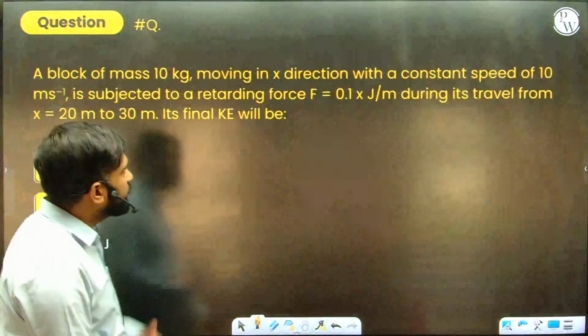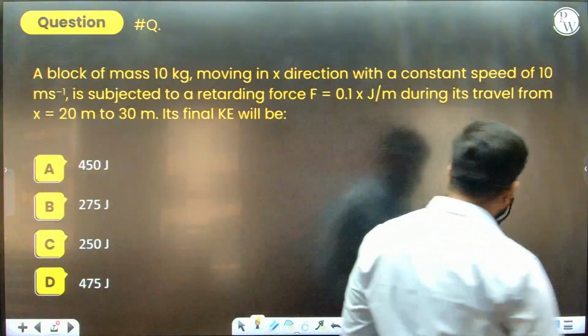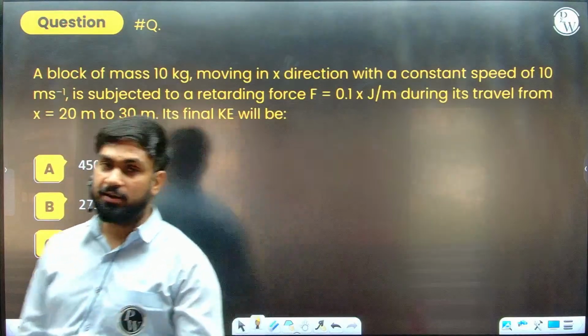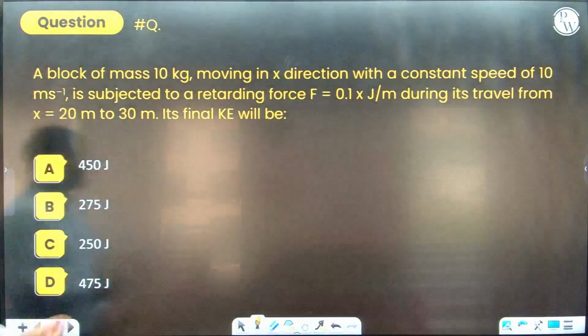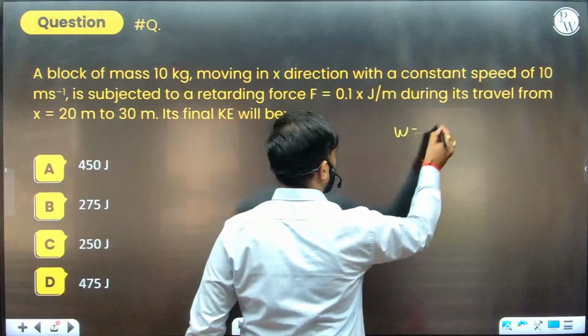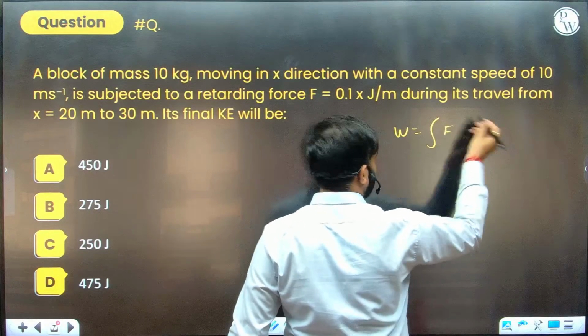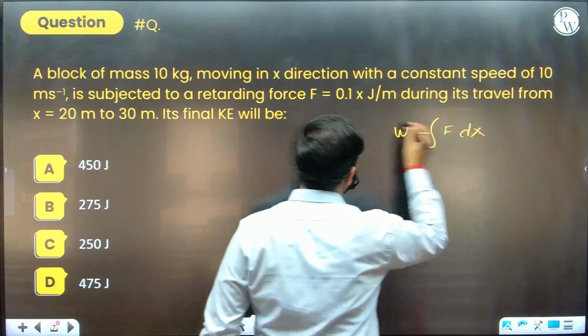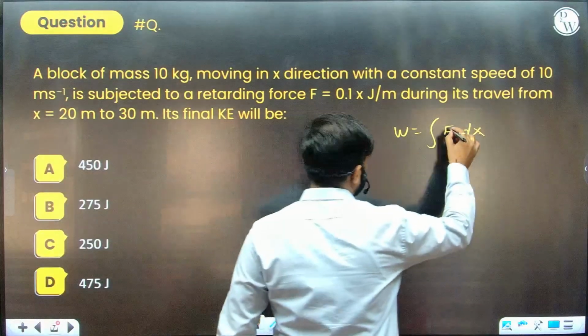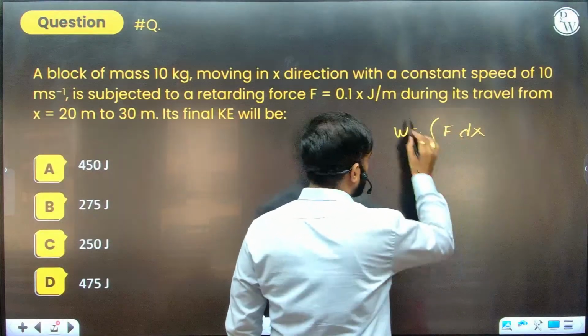Alright, let's proceed on to the little bit more important and more challenging problems where they are discussing variable force. So variable force means what? We have mentioned the formula: work done is F dot ds, or F dx, because the displacement will be in the x direction now. So I can simply put F dx. Or Fx dx is also good to say.